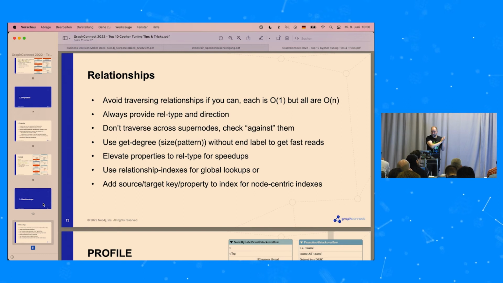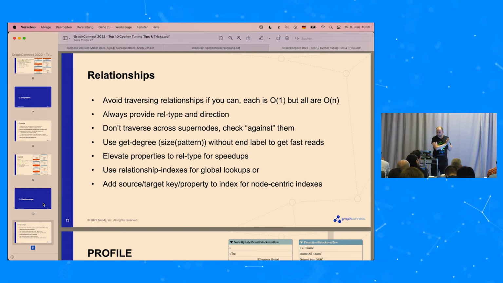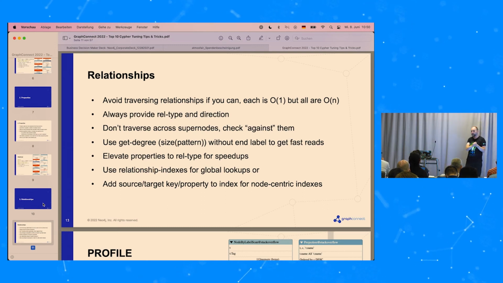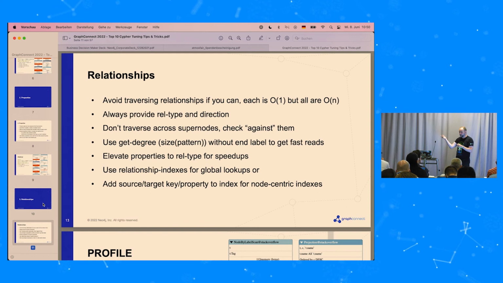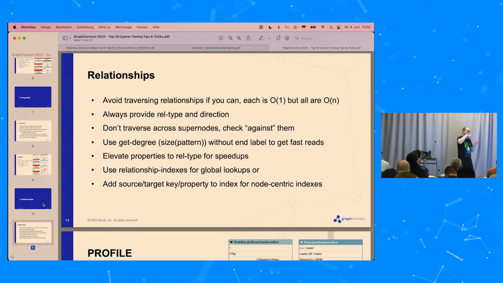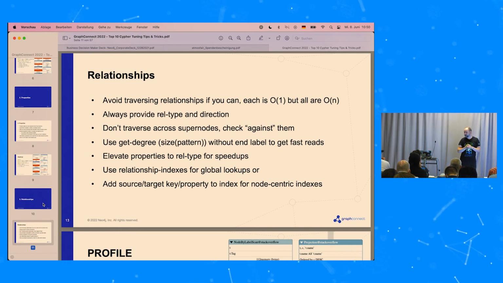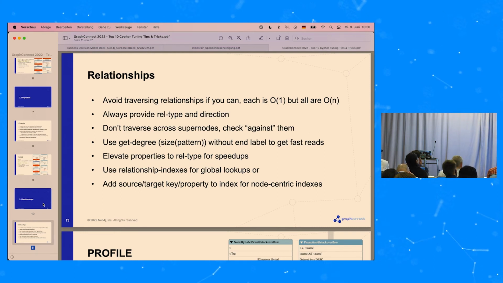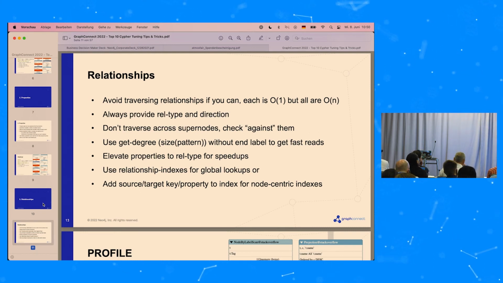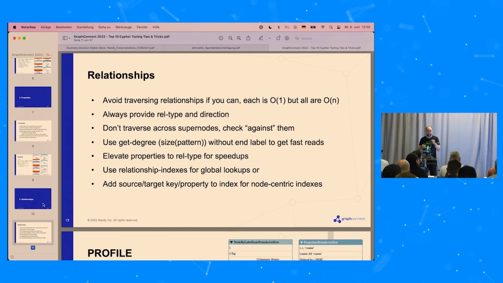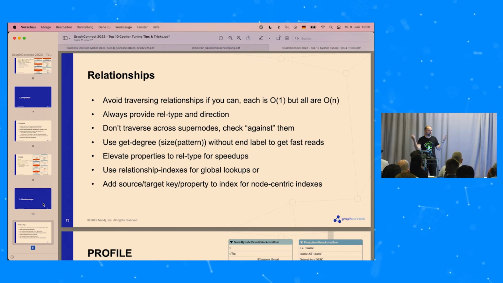Okay, we already talked about elevating properties to relationship types. One thing that's also important is getting the degree. Neo4j has an internal number stored at nodes that have more than 50 relationships, which holds the degree of a node. So it doesn't have to go over all the relationships and count them. There are also patterns in Cypher that allow you to get the degree directly. If you say size of a pattern, then it gives you the degree. I'll show it in the example real quick. It just reads this single number and returns it, and you're done. You don't have to iterate over all the relationships.